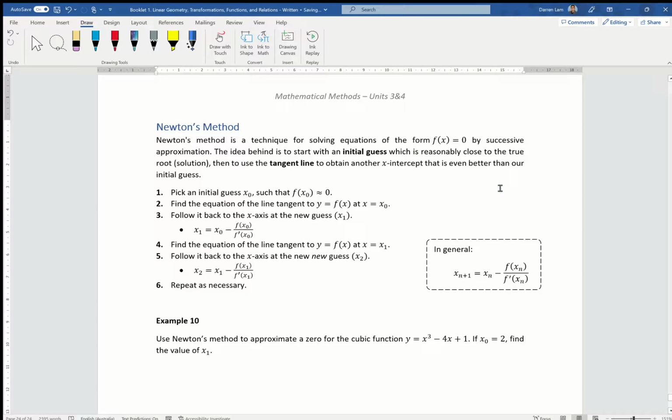Introduction to exercise 2.6 on Newton's method. Now, the idea of Newton's method is it's a technique for solving equations in the form of f of x equals 0. So we solve for x when we let the whole equation equal to 0.